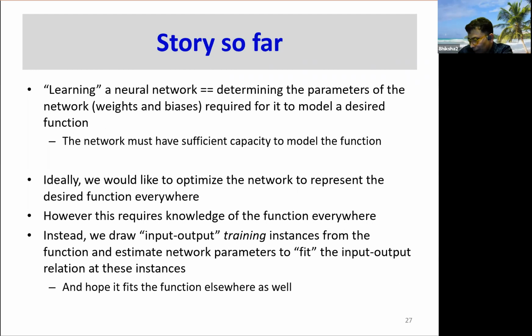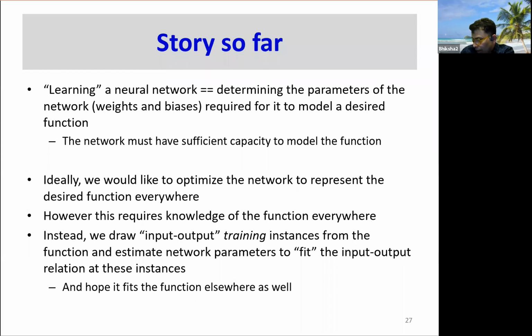So here's the story so far. When we speak of learning a network, we're speaking of determining the parameters of the network that are required for it to model a desired function. The network must have sufficient capacity to model the function. And ideally, we'd like to optimize the network to represent the desired function everywhere. However, this requires knowledge of the function everywhere. So instead, we draw input-output training instances from the function and estimate network parameters to fit the input-output relation at these instances and hope that it fits the function everywhere else as well.